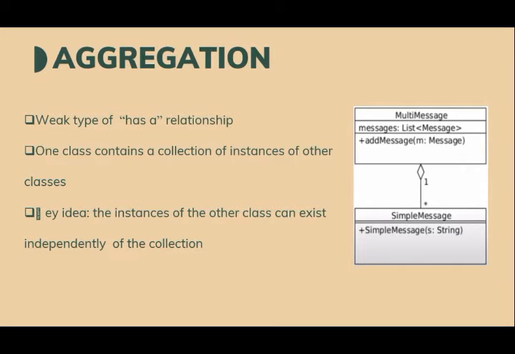So first is the aggregation. Weak type of has-a relationship. One class contains a collection of instances of another class. Key idea: the instances of another class can exist independently of the collection. In this example, the multi-message acts as a collector of messages from the simple message class. The indicator of this is the hollow diamond.